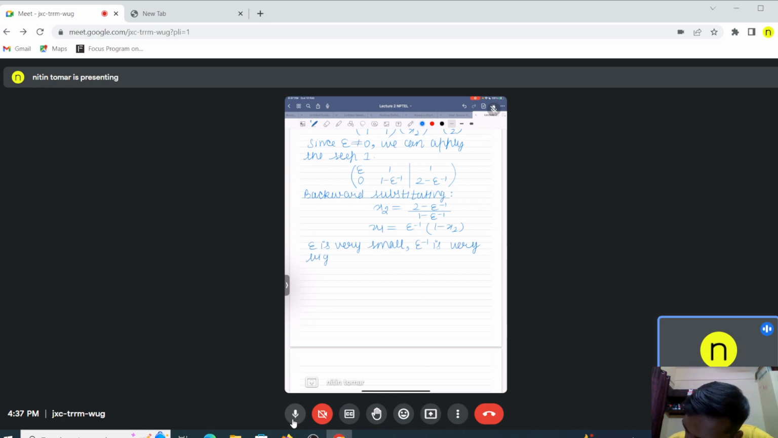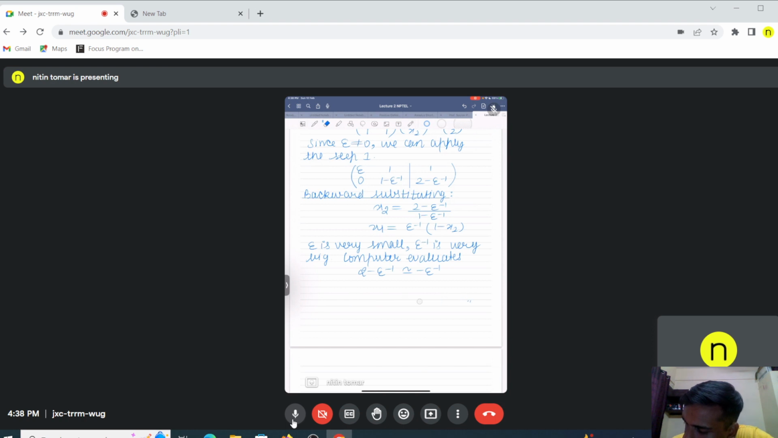So what will the computer do? The computer has a certain approximation in its system. So it will evaluate 2 minus epsilon inverse as minus epsilon inverse, correct? Because 2 minus a very big number will be the same as minus a very big number, right? Do you get my point?